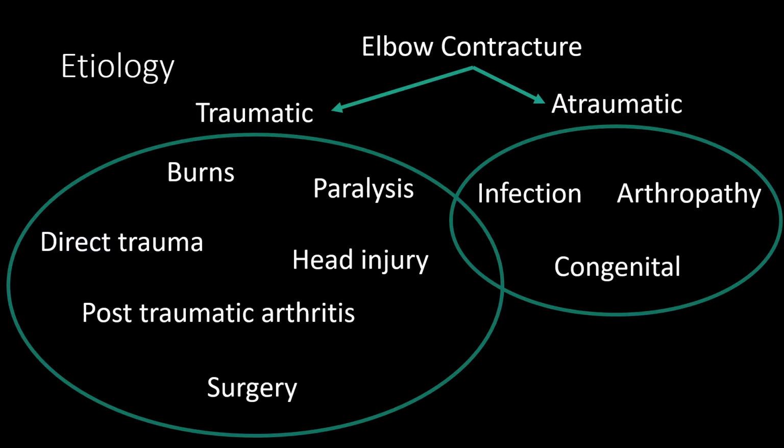Acquired and congenital elbow contractures are less common and may be due to conditions such as cerebral palsy, arthrogryposis, and hemophilia.